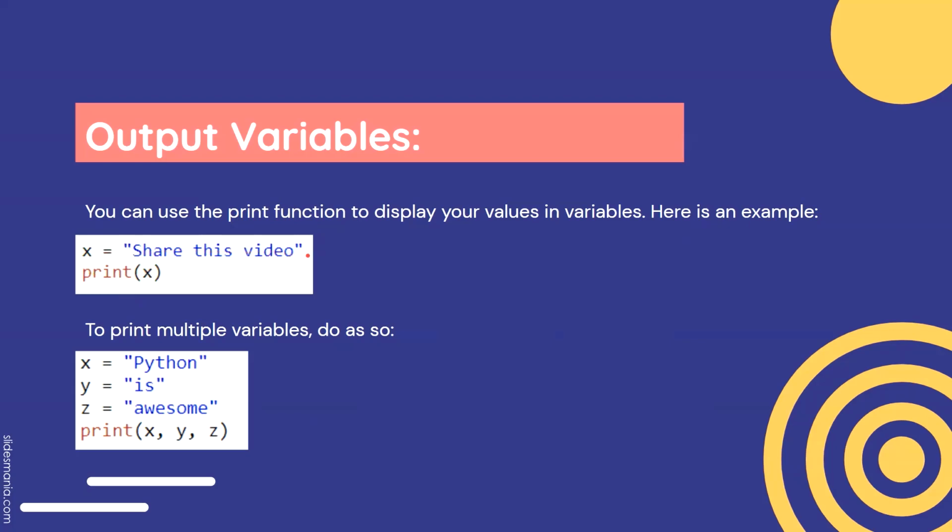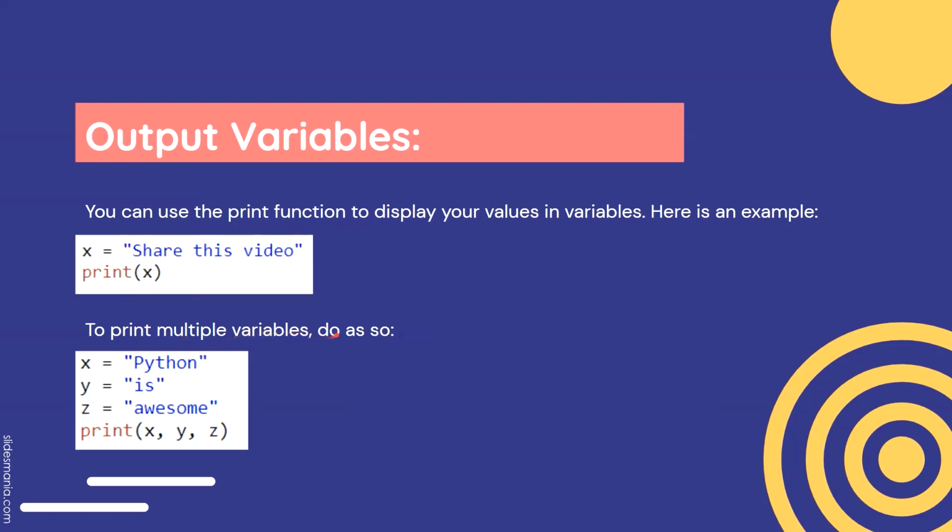This is why we use variables. It's just easier than saying print, share this video, especially if you're going to use this variable over and over again. Instead of writing share this video over and over again, it's easier to just have it as one letter, and you can recall it many times.